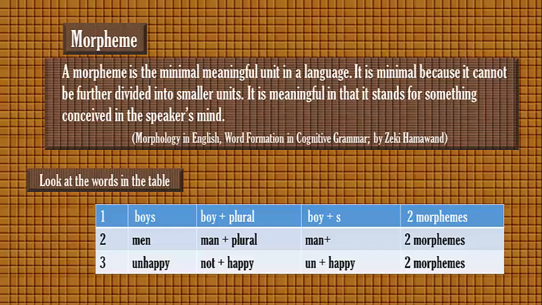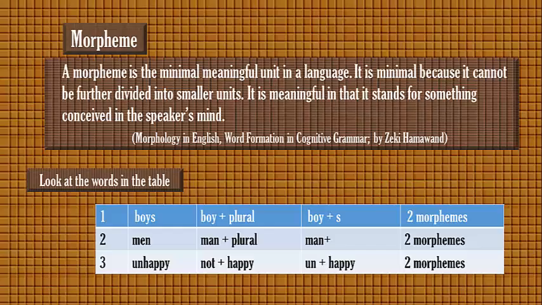In the first row, boys is a word. And boys has two morphemes, boy and plural. The plural morpheme has been represented by S. So, in total, there are two morphemes.